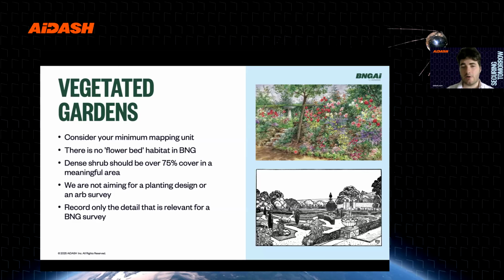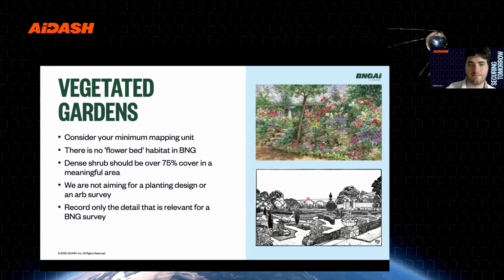Again, it's worth noting that there's no flower bed habitat in BNG. Flower beds and these kinds of decorative features are not something that's considered a detail that we need to map for BNG. So think about what your minimum mapping unit is going to be for a garden, depending on the size of that garden. I don't think we're looking to produce some kind of artistic rendition of that garden. We're looking to produce a simplified, practical thing that we can actually use in this 30-year management period.